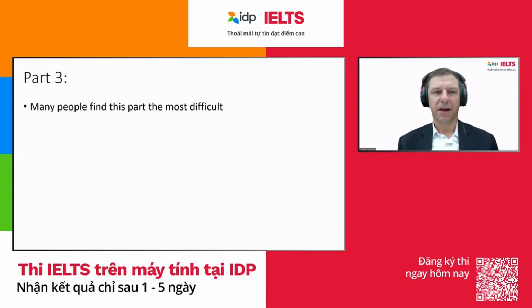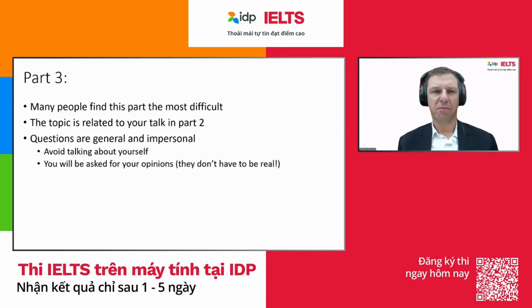In part 3, now, many people consider this to be the most difficult part. Other people consider part 2 to be difficult because they have to speak for a long time. But most people consider part 3 to be the most difficult. Now, the topic, as I mentioned earlier, is related to your talk in part 2. And the questions in part 3 become much more general and impersonal. Because of that, you should avoid talking about yourself. If you do, the examiner will ask you questions to try to get you to speak about things more generally.